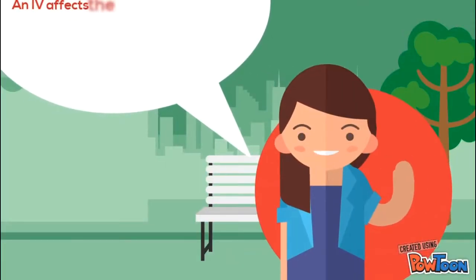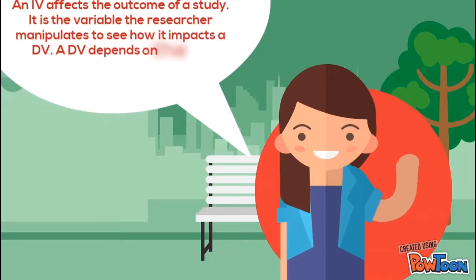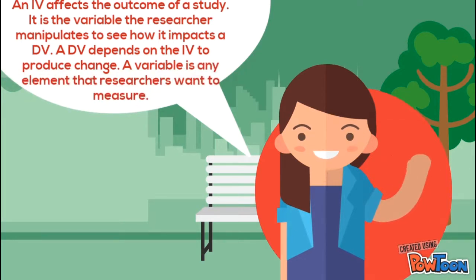An independent variable affects the outcome of a study. It's the variable the researcher manipulates to see how it impacts the dependent variable. A dependent variable depends on the independent variable to produce change. A variable is any element that researchers want to measure.